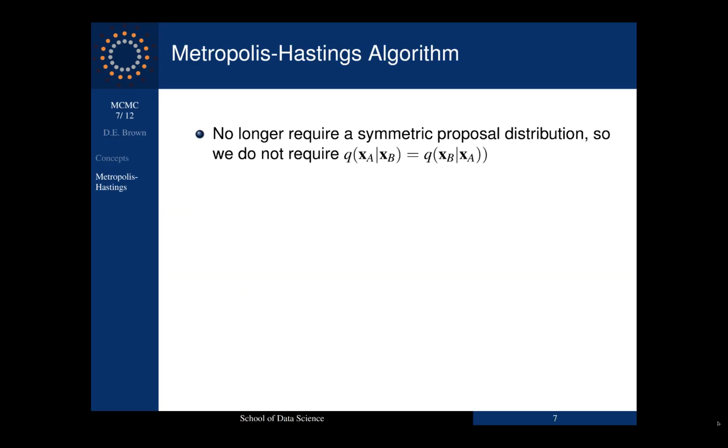in MCMC. The major difference between the Metropolis algorithm and the Metropolis-Hastings algorithm is that the Metropolis-Hastings algorithm no longer requires a symmetric proposal distribution. So that means that the probability of going from B to A, as is shown here, is no longer required to be the same as the probability of going from A to B.